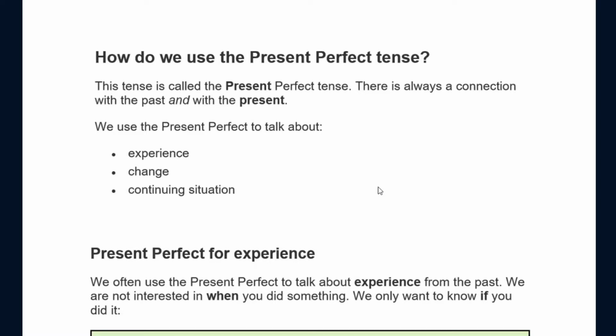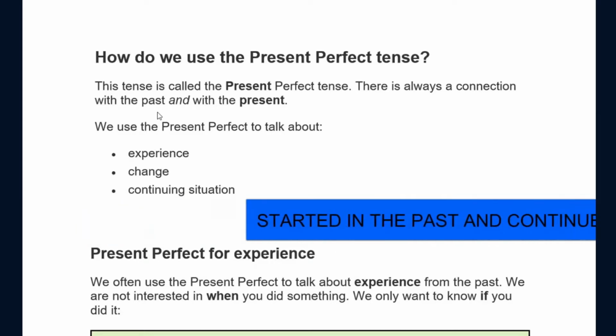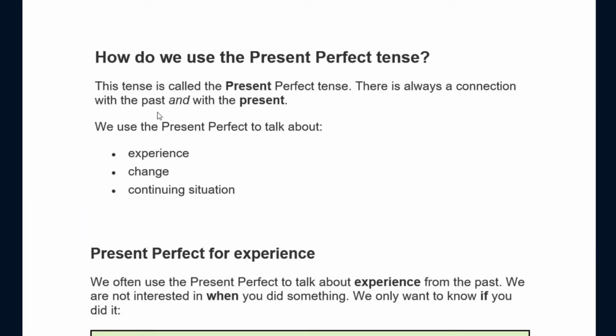Well, you always have to remember there is a connection between the past and the present. So put very simply, the present perfect tense is something that started in the past, continuing to the present, or affecting us presently, or recently finished in the present. So we use it to talk about, we'll put them in 3 categories: experience, change, and a continuing situation.